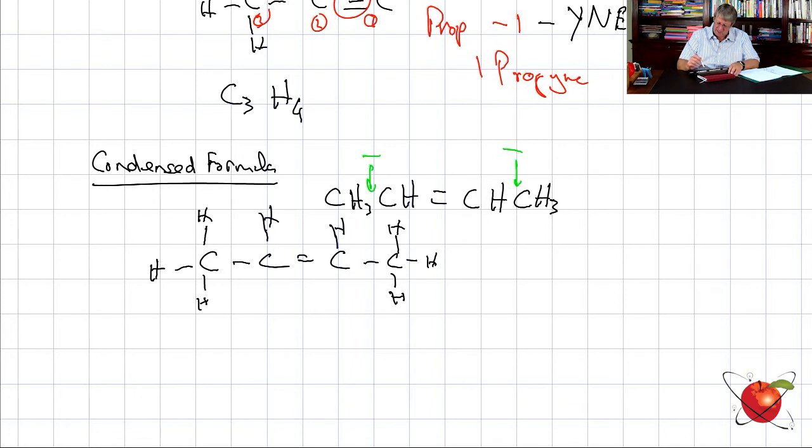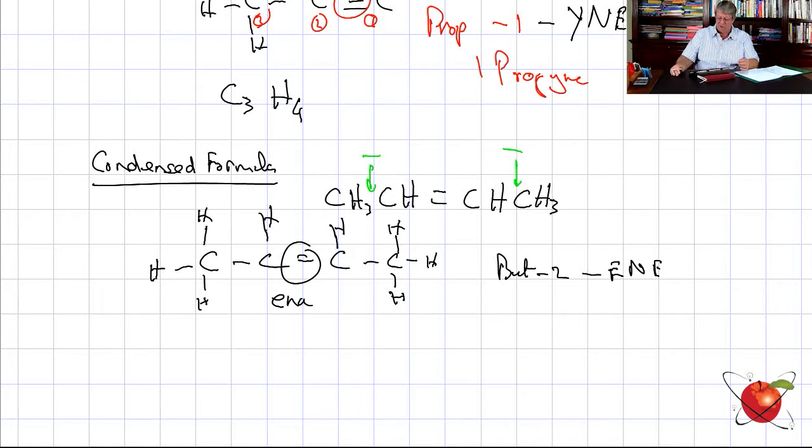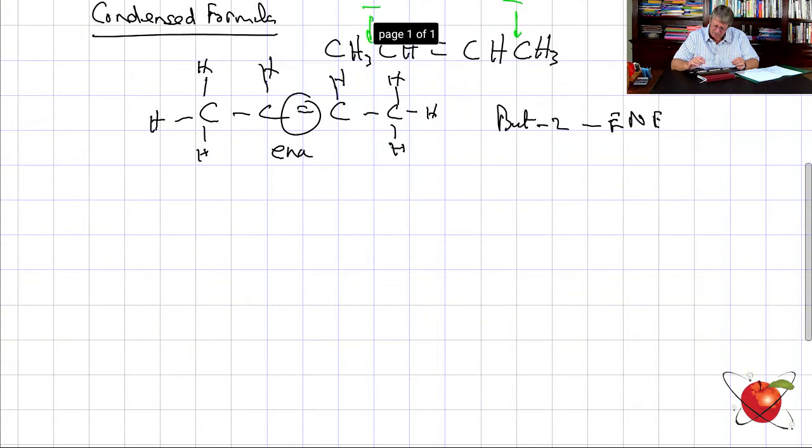How would we name it? We would say it's an alkene, so it's an ene, first of all, because a double bond shows it's an ene. Second, we count 1, 2, 3, 4, meth, eth, prop, but. So it's but, and it's on number 2. 1, 2, 1, 2, it's the same both ways. But-2-ene.